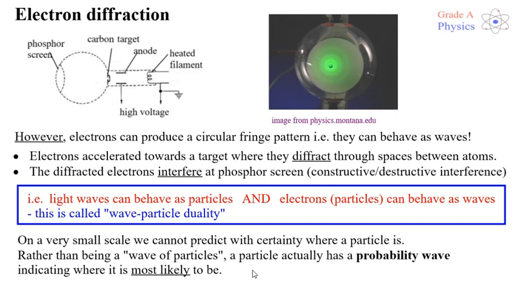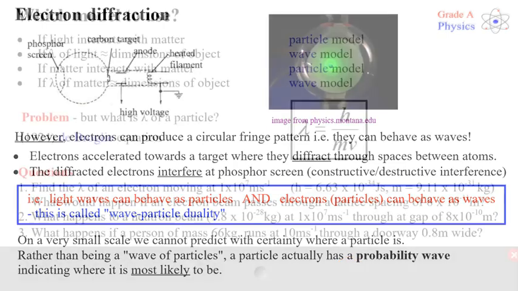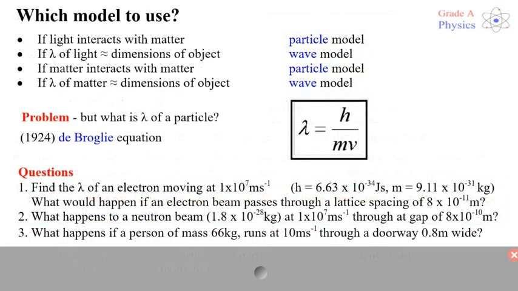And when we look for the electron, then the probability wave collapses and we have a likelihood that the electron will be in a particular place. It's a very, very counterintuitive idea. So we need to make sense of this and understand which model to use in a particular circumstance. So these are some guidelines here.